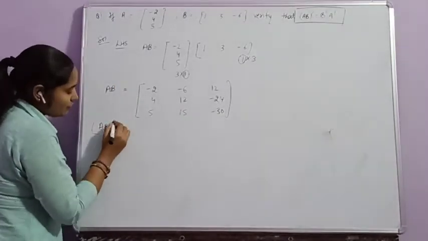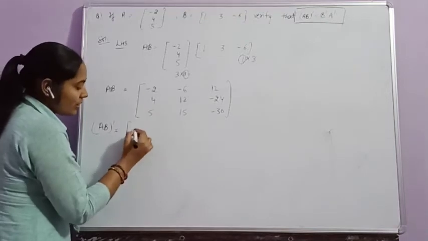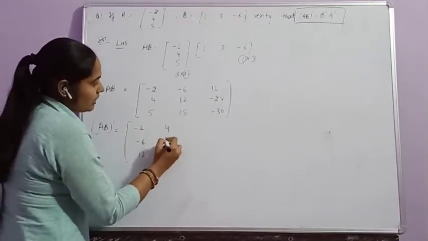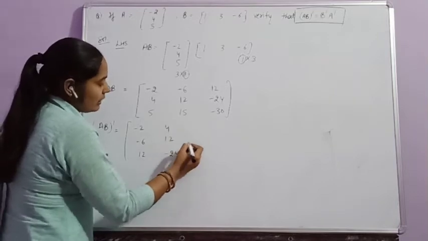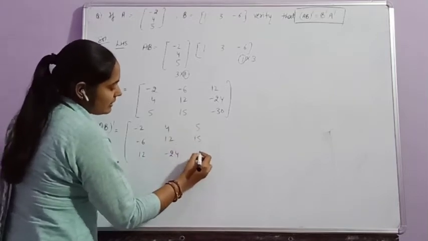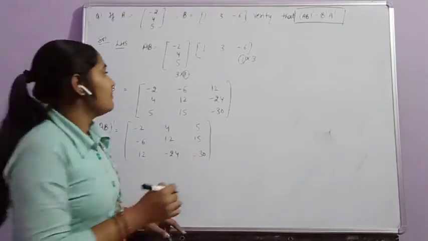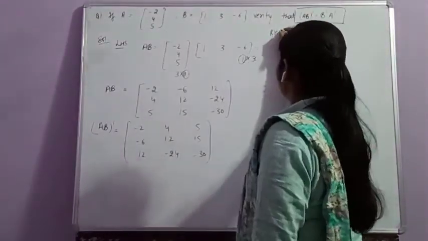That is AB transpose. That is equal to [-2, -6, 12], [4, 12, -24], [5, 15, -30]. Okay. Now we simplify the right hand side.